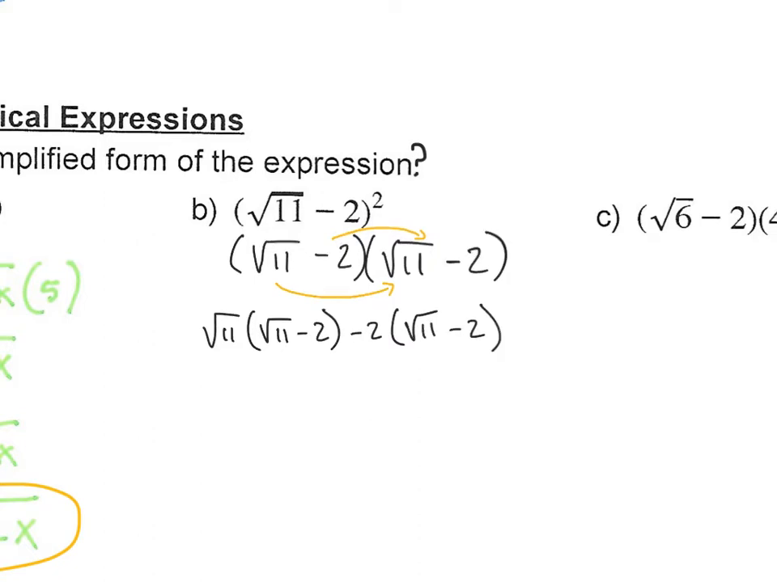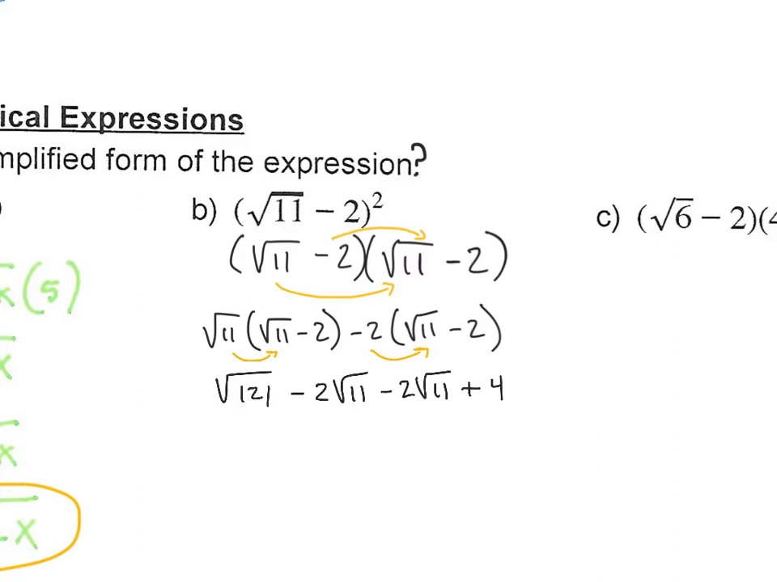When I do my distributive property again, I'm multiplying the square root of 11 times all of that and negative 2 times all of that. The square root of 11 times the square root of 11 is the square root of 121. Then I have minus 2 times the square root of 11, then minus 2 square root of 11 plus 4.